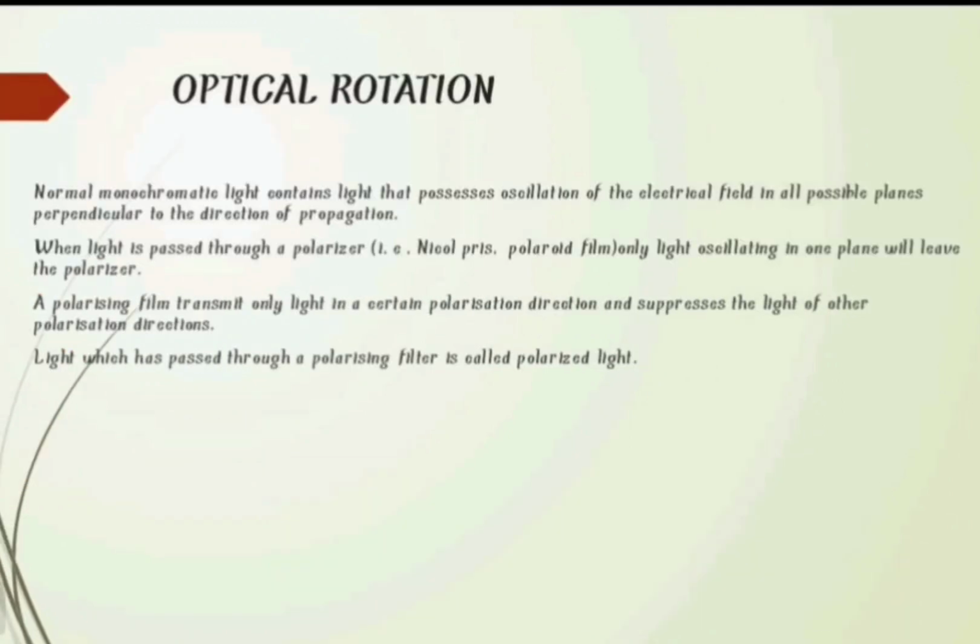Coming to optical rotation, normal monochromatic light consists of light that possesses oscillation of the electric field in all possible planes perpendicular to the direction of propagation. When light is passed through a polarizer, that is a Nicol prism or Polaroid film, only light oscillating in one plane will leave the polarizer. A polarizing film transmits only light in a certain polarization direction and suppresses the light of other polarization directions. Light which has passed through a polarizing filter is called polarized light.